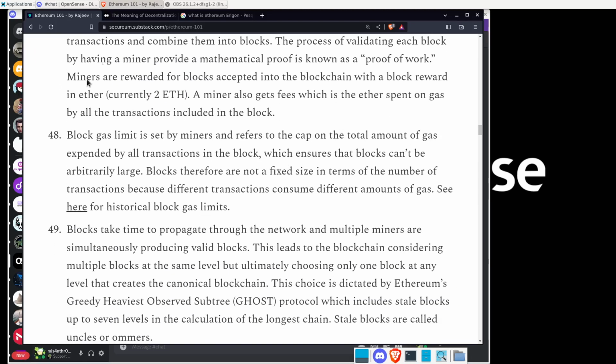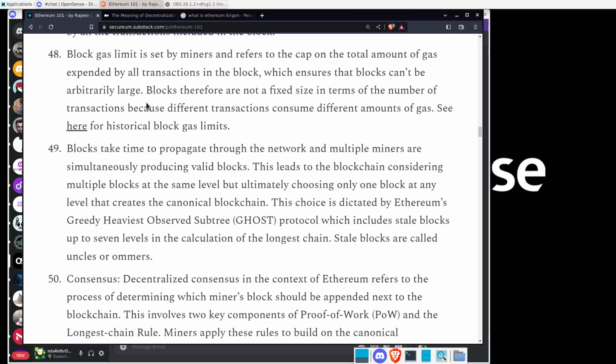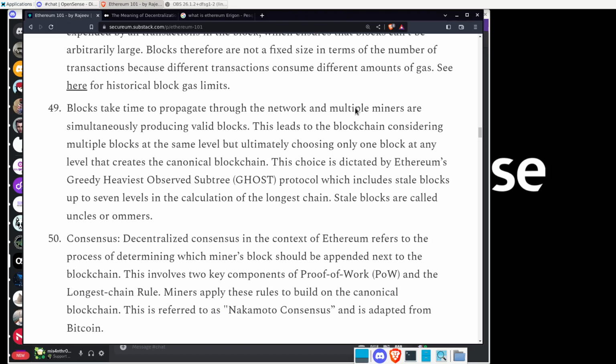Block gas limit is set by miners and refers to the cap on the total amount of gas expended by all transactions in the block, which ensures that the block cannot be arbitrarily large. Blocks therefore are not fixed in size in terms of number of transactions, because different transactions consume different amounts of gas.